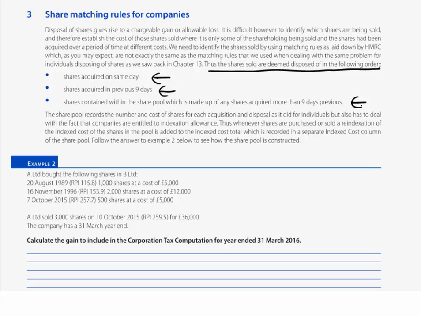Now again, I hope you recall how it was for an individual that we dealt with the share pool. That the share pool recorded the number of shares acquired and then sold, and the cost of shares acquired, as we said, for each acquisition and then each resultant disposal. Now we've got to record that self-same information as we did for individuals, but there's a new factor that comes into the calculation of the gain, and that is companies, as we learned last time, get indexation. Companies are entitled to indexation allowance.